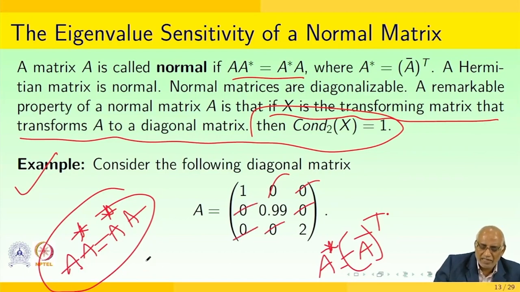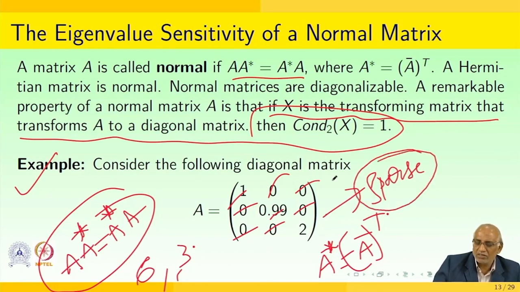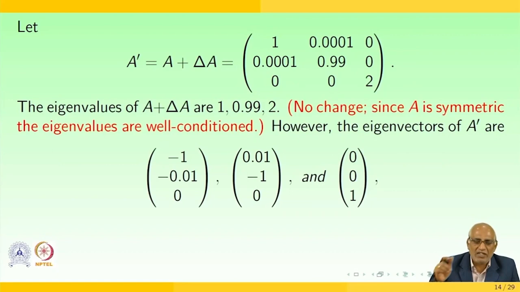So, 0 entries are 6, non-zero entries are 1, 2, 3 only. So, it's very much highly sparse. Now, let us calculate A prime.